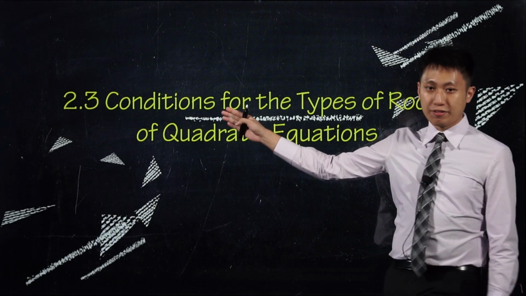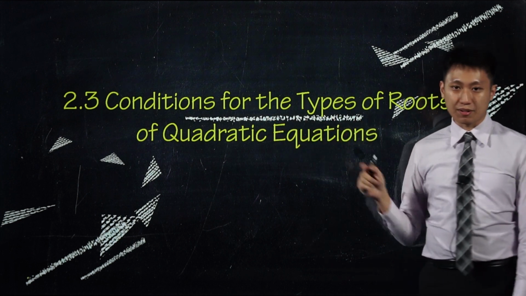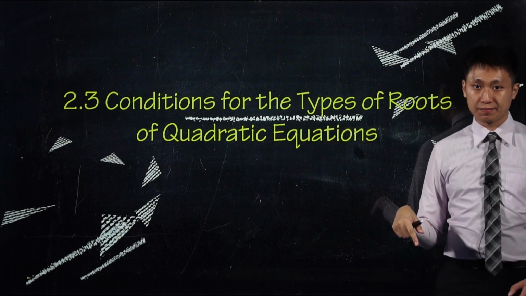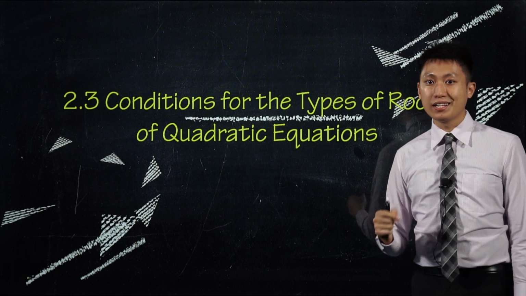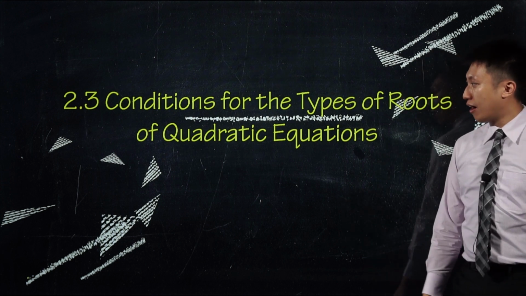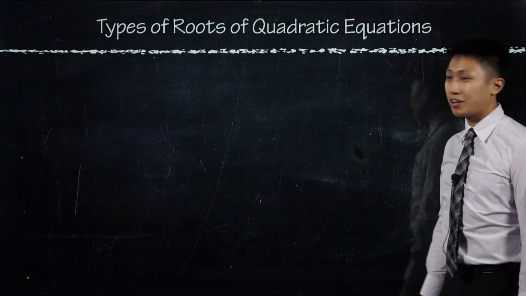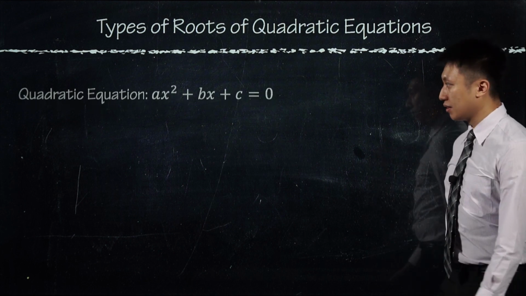Finally, we have arrived at the last section in this chapter: conditions for the types of roots of quadratic equations. It involves something called the discriminant, b squared minus 4ac. All right, let's get it started. Types of roots of quadratic equations. You have three types.